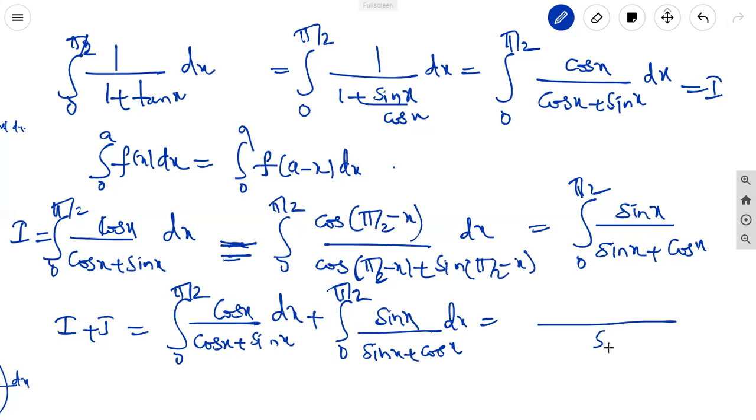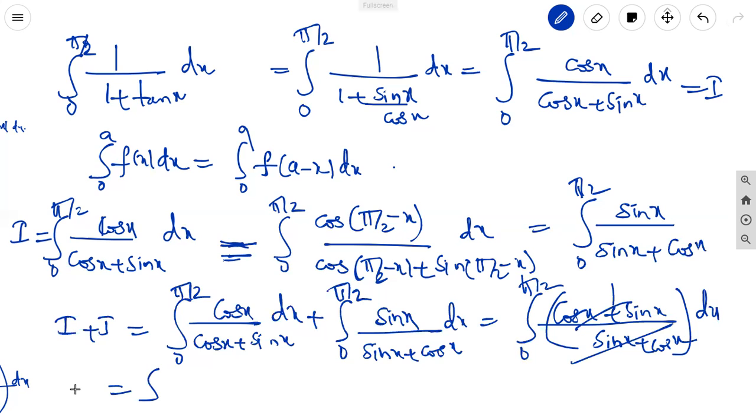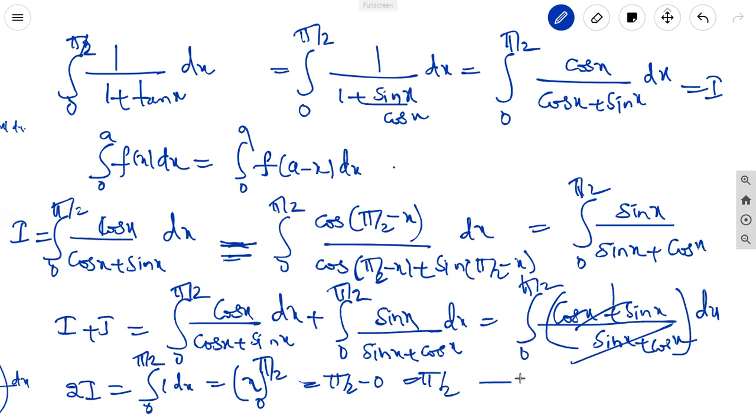Taking the LCM, sin x plus cos x, integral 0 to pi by 2. Numerator is cos x plus sin x. Both are same functions, so they will get cancelled. That is equal to 2I equal to integral 0 to pi by 2 1 dx. That is x with limits from 0 to pi by 2. Pi by 2 minus 0 equal to pi by 2. From this, I is equal to pi by 4. That is, integral 0 to pi by 2, 1 by 1 plus tan x dx is pi by 4.